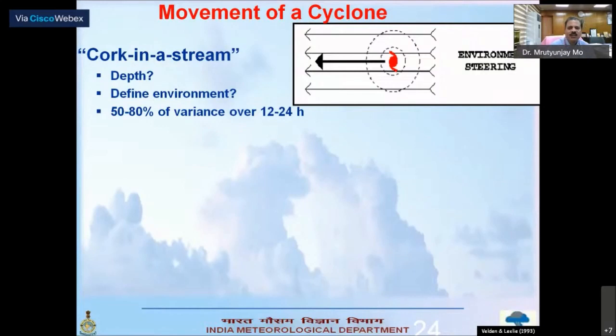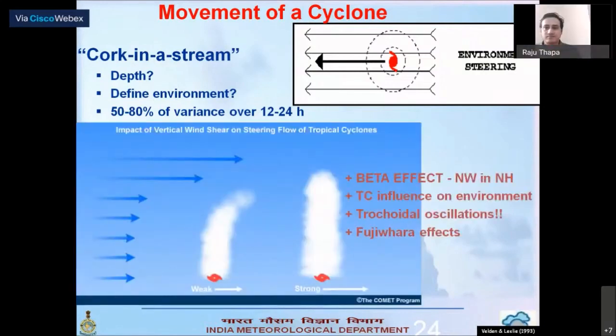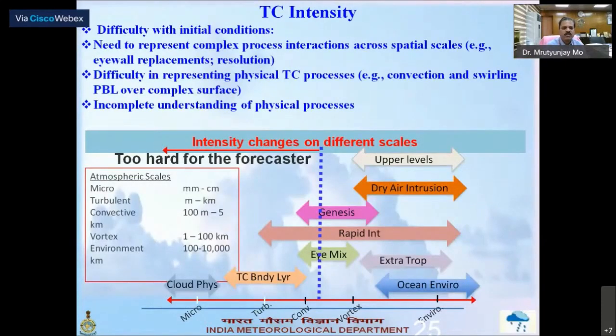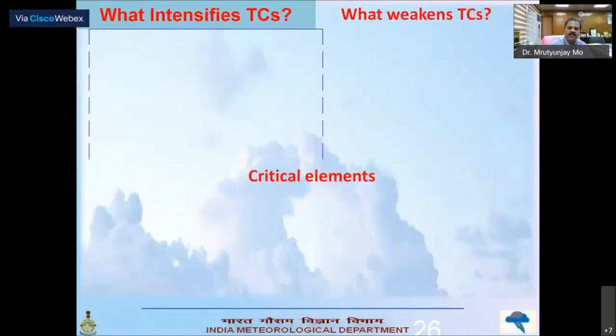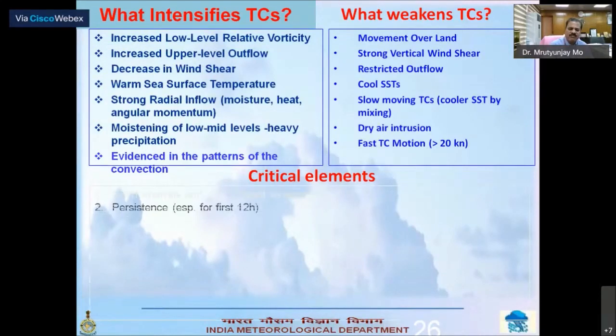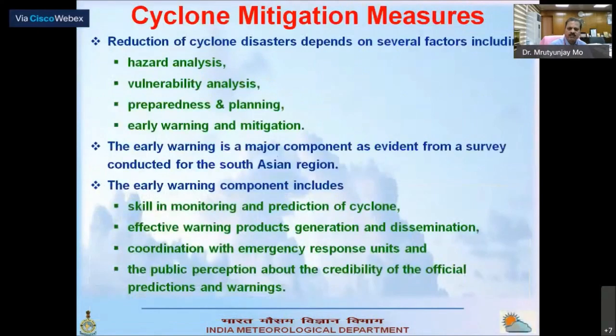So the cyclone moves in a particular environment, just like a cork in the ocean. If I throw a cork into the ocean, it will move along the ocean current. Similarly, in the atmosphere, a cyclone is just like a cork, and it moves as per the prevailing winds in the atmosphere. Similarly, the intensity of a cyclone depends on many factors, like the prevailing winds, the prevailing oceanic conditions, and prevailing atmospheric conditions. I will not discuss this in detail because of the shortage of time. I just want to say that there are many factors which determine the intensification and weakening of cyclones.